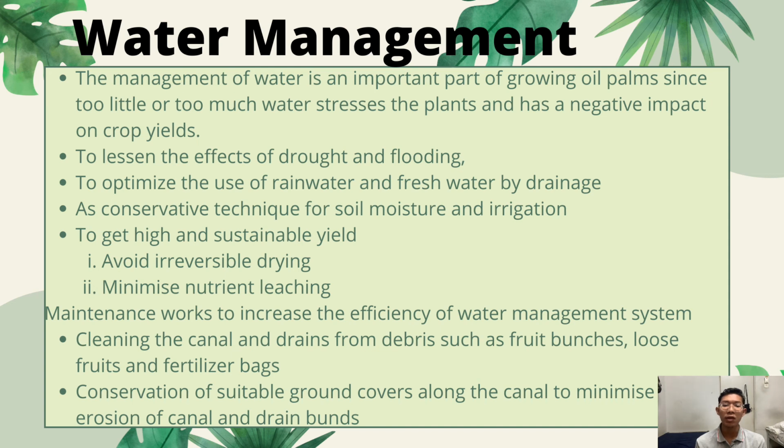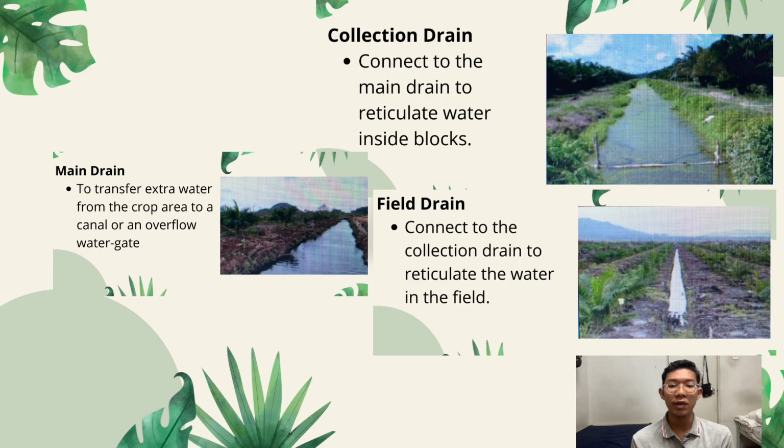Some of the maintenance works is cleaning the canal and drains from debris such as fruit bunches, loose fruit, and fertilizer bag. Here are the examples of water management drain.